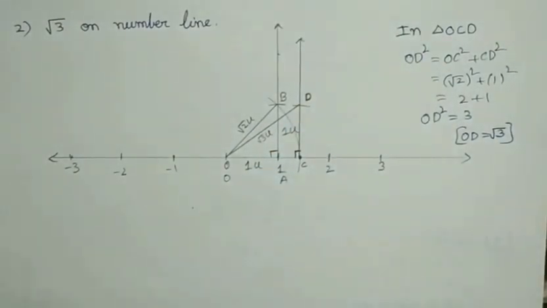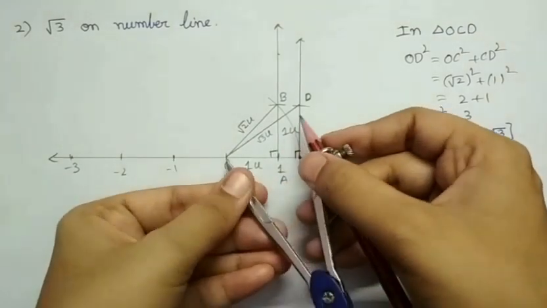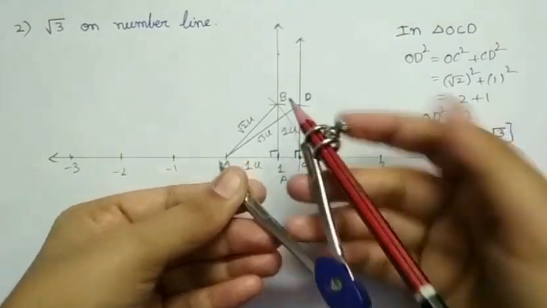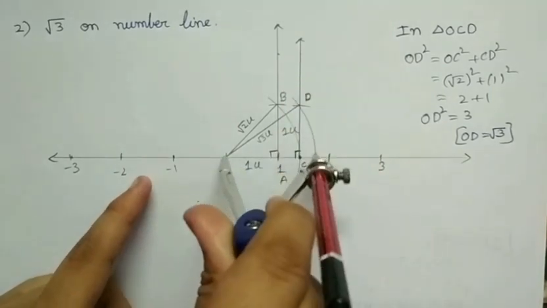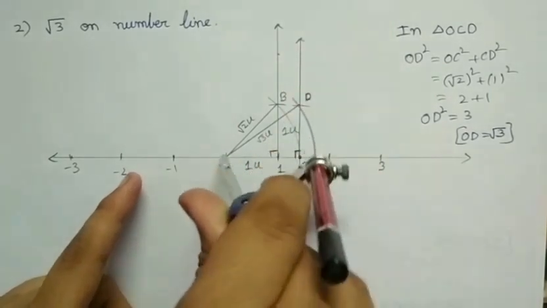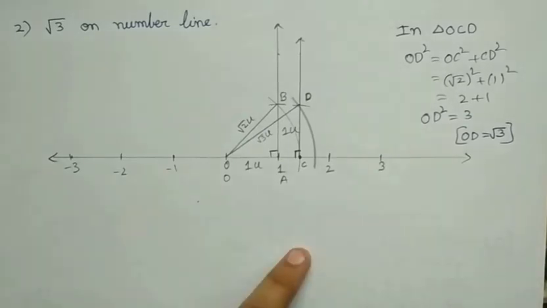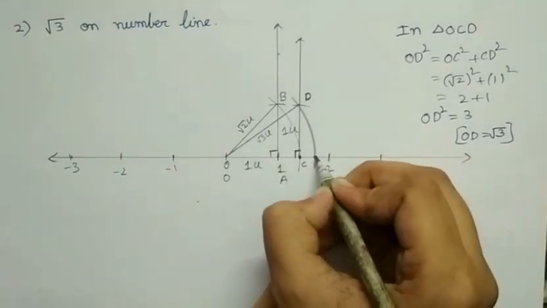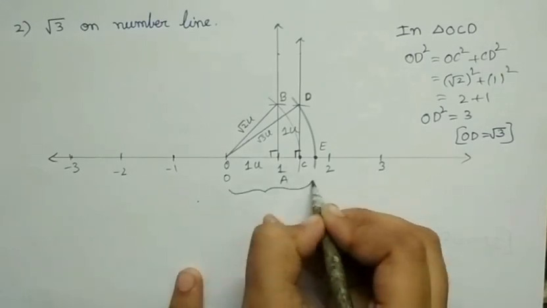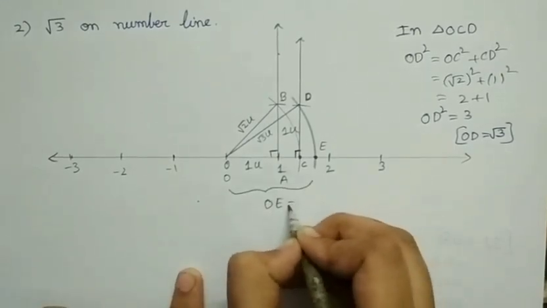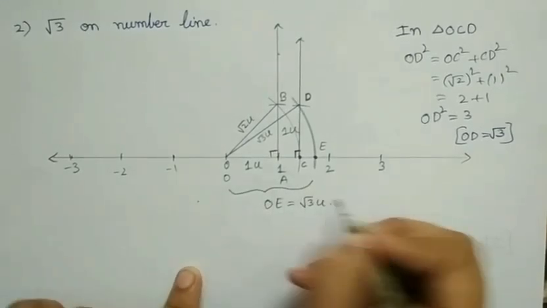We want OD on the number line. So we take the distance of OD and cut an arc on the number line. We'll point this as E. Now the distance between OE will be root 3 units.